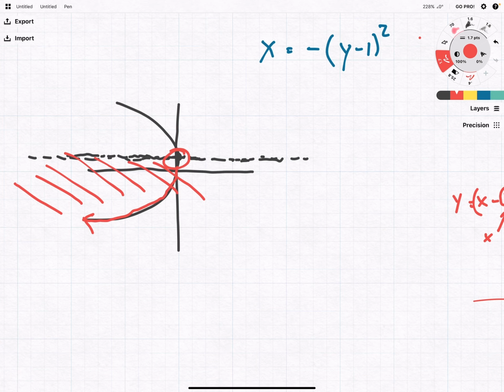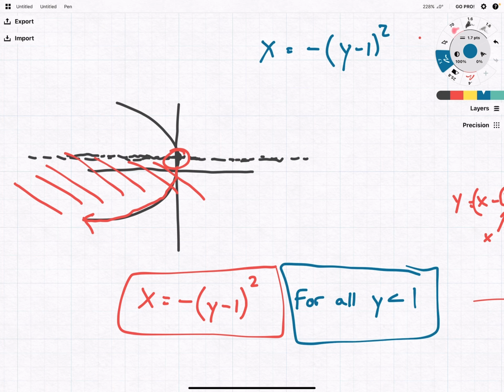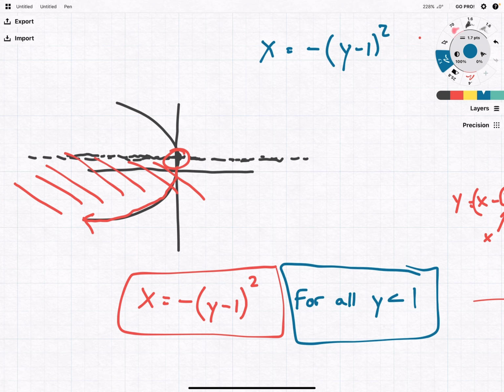And so the expression for the function is going to be x equals negative (y minus 1) squared, but it's also going to be for all y less than 1. And that's going to be our answer: we have that parabola, x equals negative (y minus 1) squared for all y less than 1. I hope that makes sense.